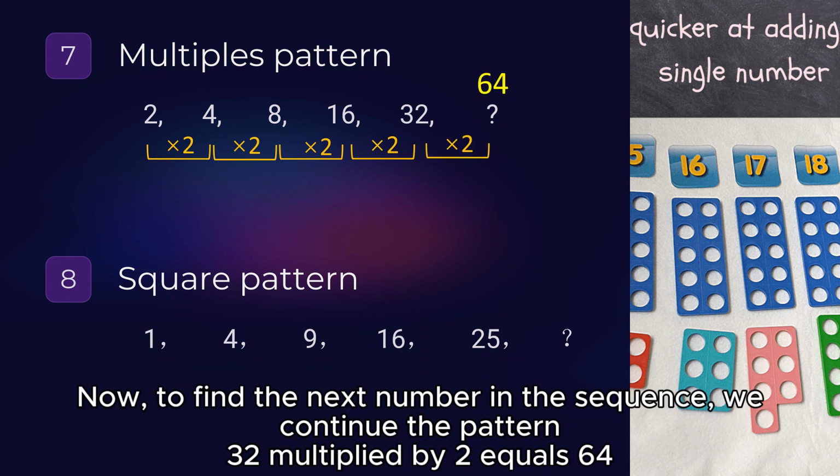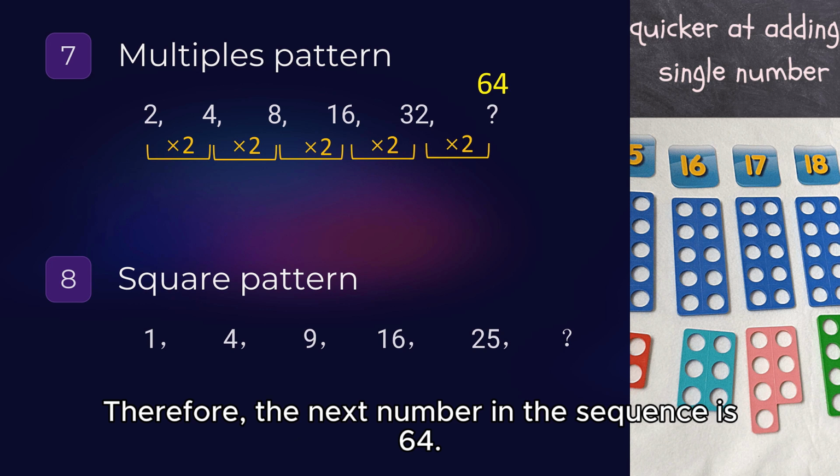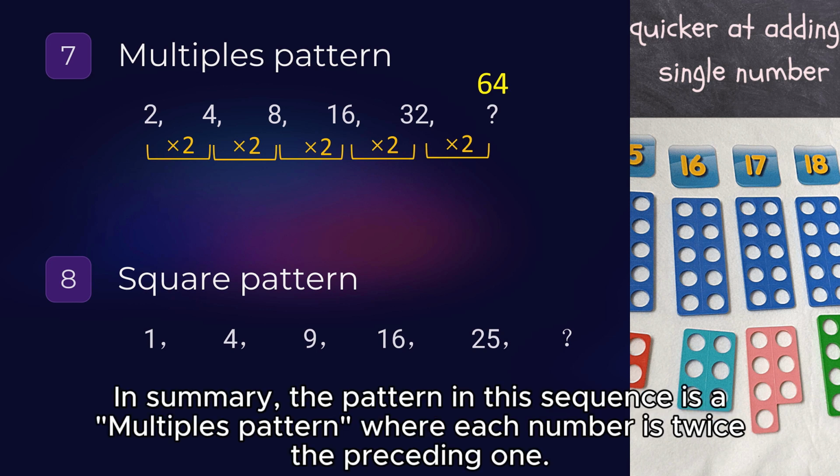Now, to find the next number in the sequence, we continue the pattern. 32 multiplied by 2 equals 64. Therefore, the next number in the sequence is 64. In summary, the pattern in this sequence is a multiples pattern where each number is twice the preceding one.